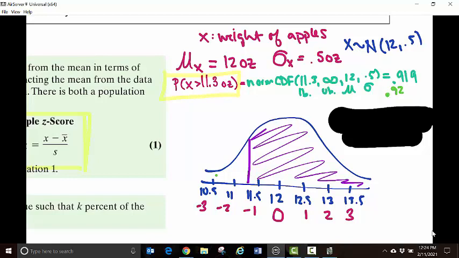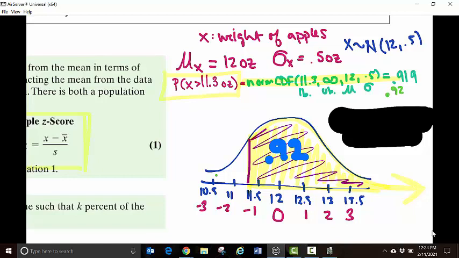Well, what did we do last semester? We said, go to 11.3 on my curve, and we want this much or more. So we did normal CDF from 11.3 all the way up to infinity, assuming apples can get really, really big. And it turns out it's 0.912, or 92% of the apples in that orchard will weigh approximately 11.3 ounces or more.